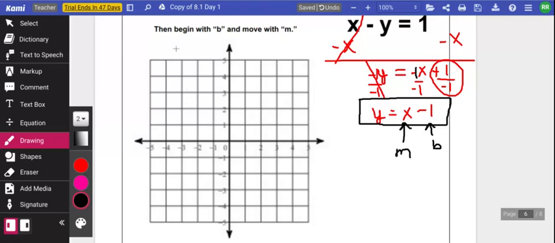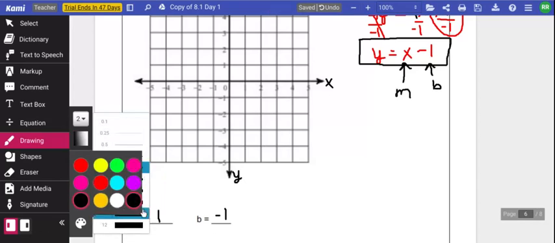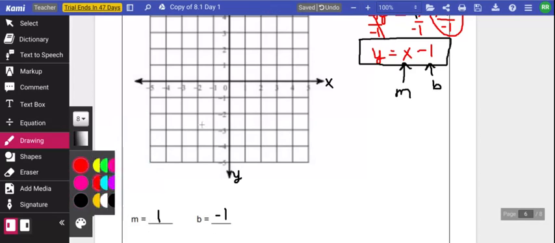So to graph this, I need to begin with b and then move with m. So let's begin with b. B is at negative 1. So I need to put a dot at negative 1 on the y-axis. Remember, this is the x-axis. This is the y-axis. So let me change my stroke thickness to 8 here. I'm going to put a dot on negative 1. Here's 0. Negative 1 is right below that. There's negative 1. That's where the line crosses the y-axis.